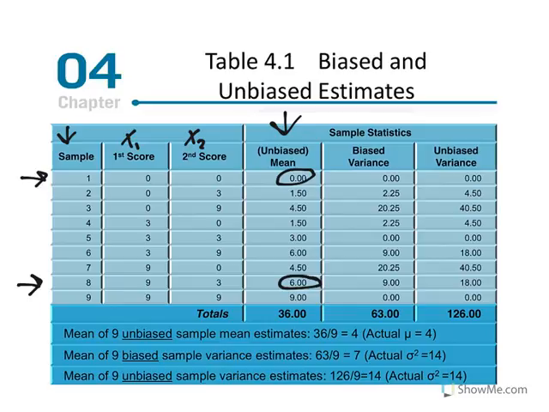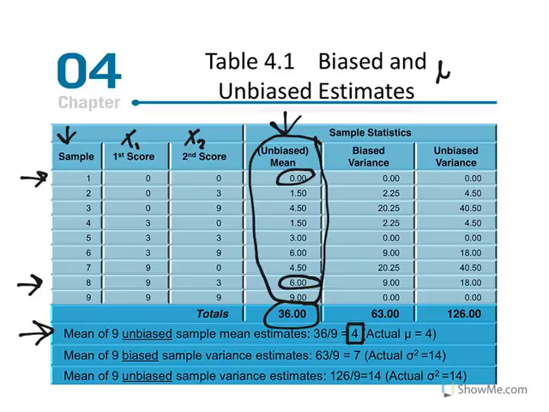And if we take into consideration that these are all the possible samples from a particular population, and we average all of those unbiased mean statistics, so we take the sum of all these columns here, the total is equal to 36. And if I were to take the average of all possible sample means, so I have 9 samples, 36 divided by 9 gives us 4. And we're told here in parentheses that the actual population mean is equal to 4. So notice that they're equivalent to one another.